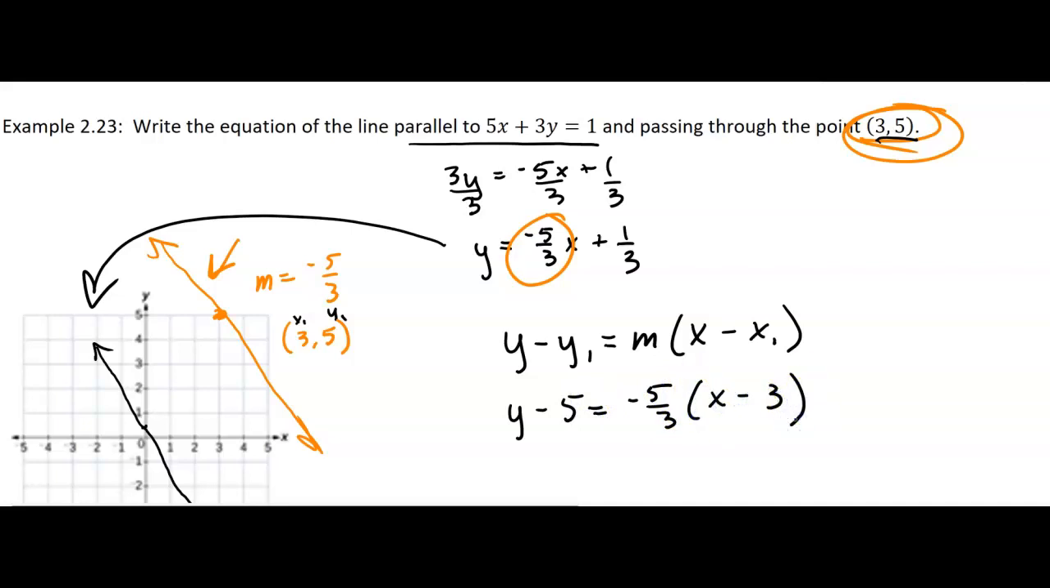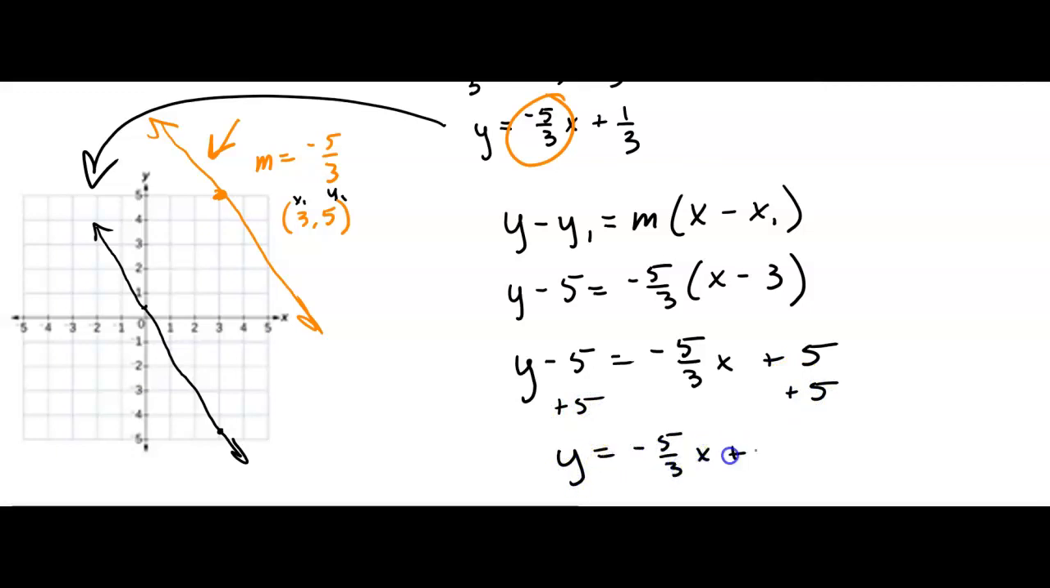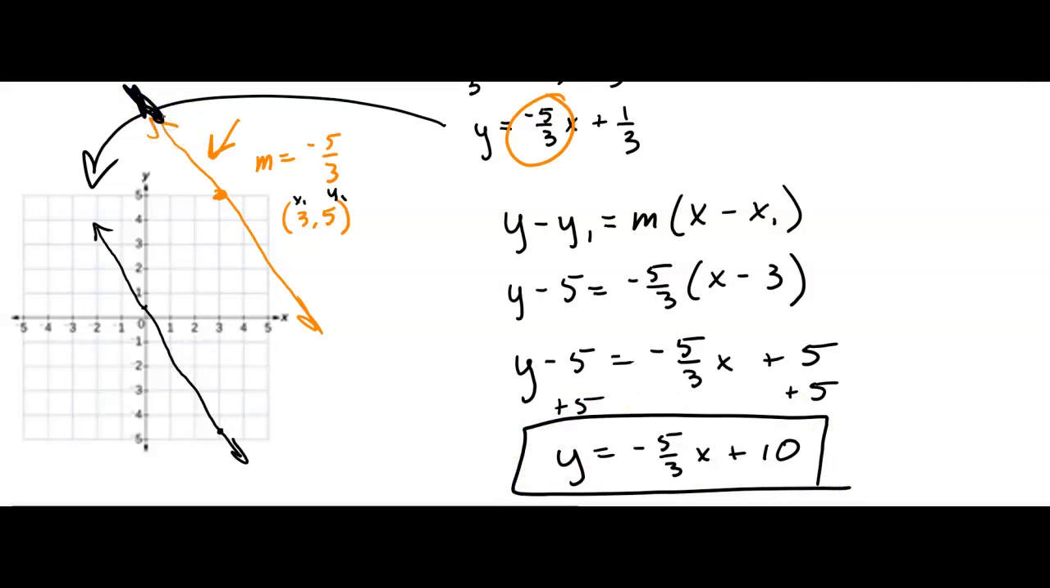They didn't tell me what form to put the equation in, but I'm going to put it in point slope form. So I'm distributing, and then I'm going to go ahead and add 5 to both sides. So I get the equation y equals negative 5/3 x plus 10. And you can see, well, does it look like this is going to go through the y-axis at 10? Yeah, my drawing's off a little bit, but looks like it's reasonable.